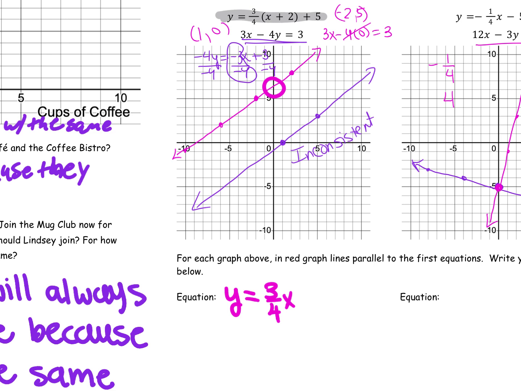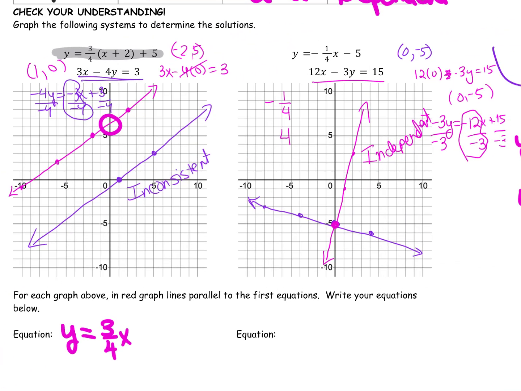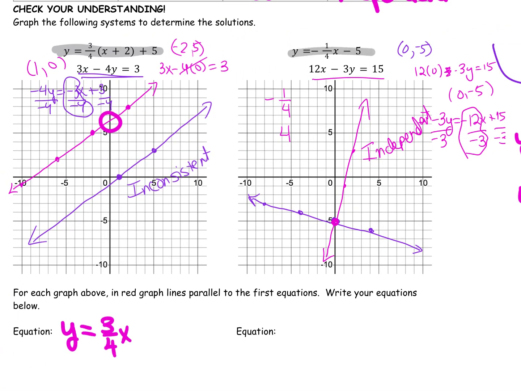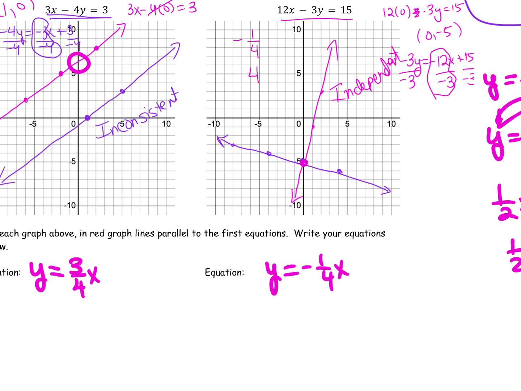Do you agree? Okay, let's do it for the other one. So this one over here, we got to do something parallel to that one. So we would say y equals what? Negative 1/4 x. And it could be anything but. So what do we want it to be? Sweet. I'm happy with that. Y'all good? Okay. So I'm going to show you how to do something else.